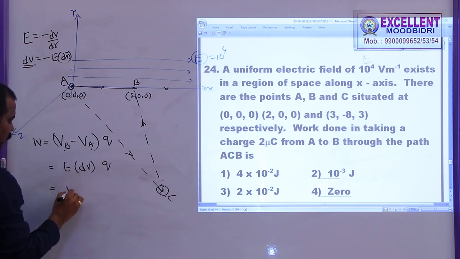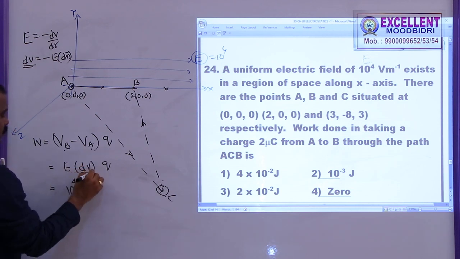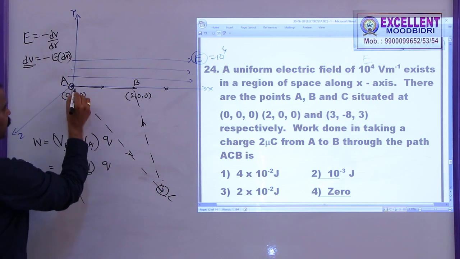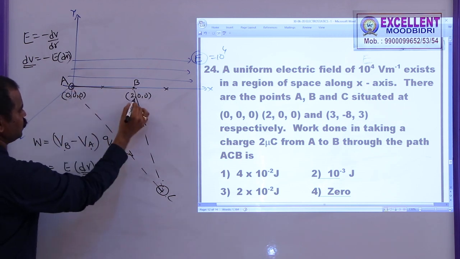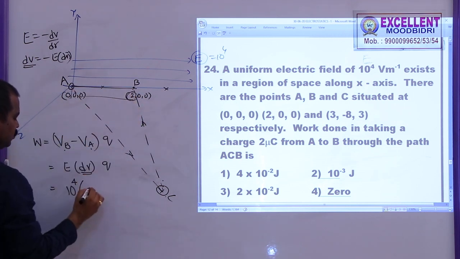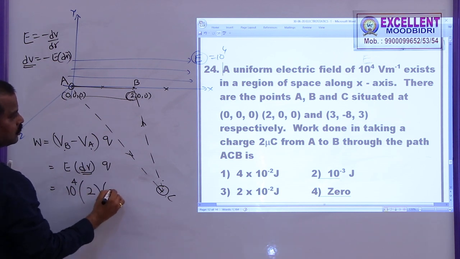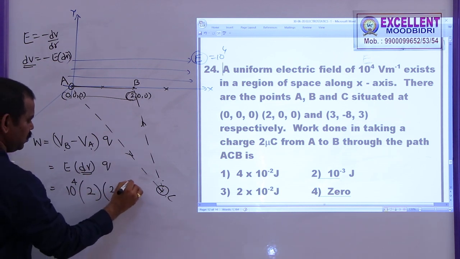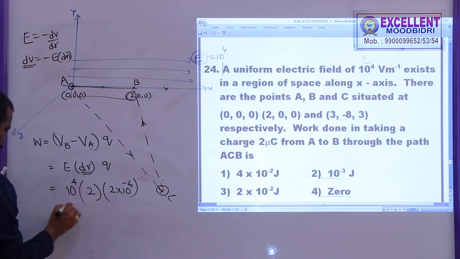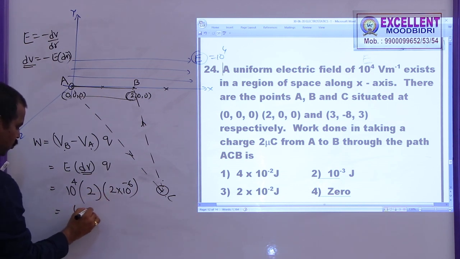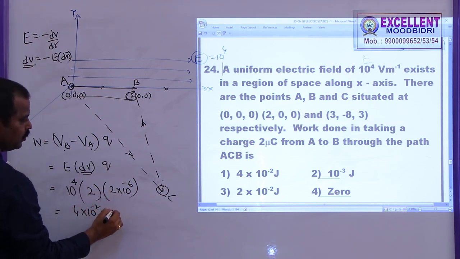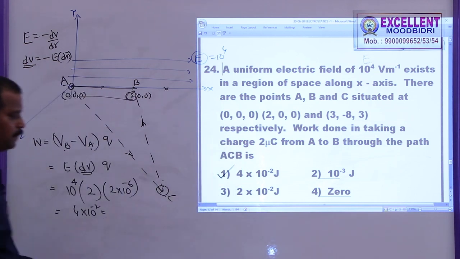So what is the electric field? 10 power 4. What is the distance between the 2 points B and A? This is clearly (0, 0, 0) and (2, 0, 0). So the distance between these two is 2 and the charge that is moving here is 2 into 10 power minus 6. So this will be 4 into 10 power minus 2. So option 1 is correct.